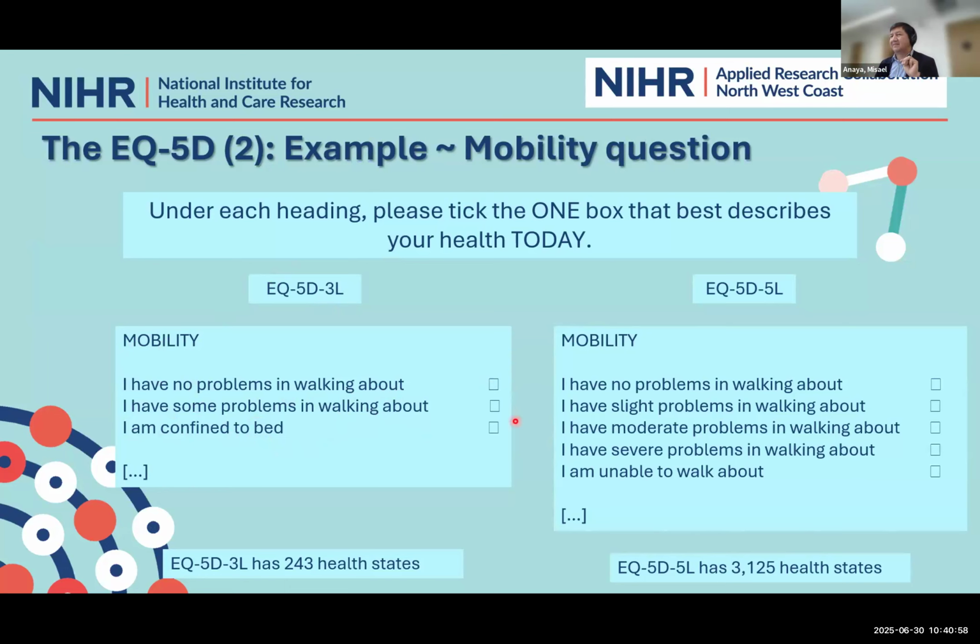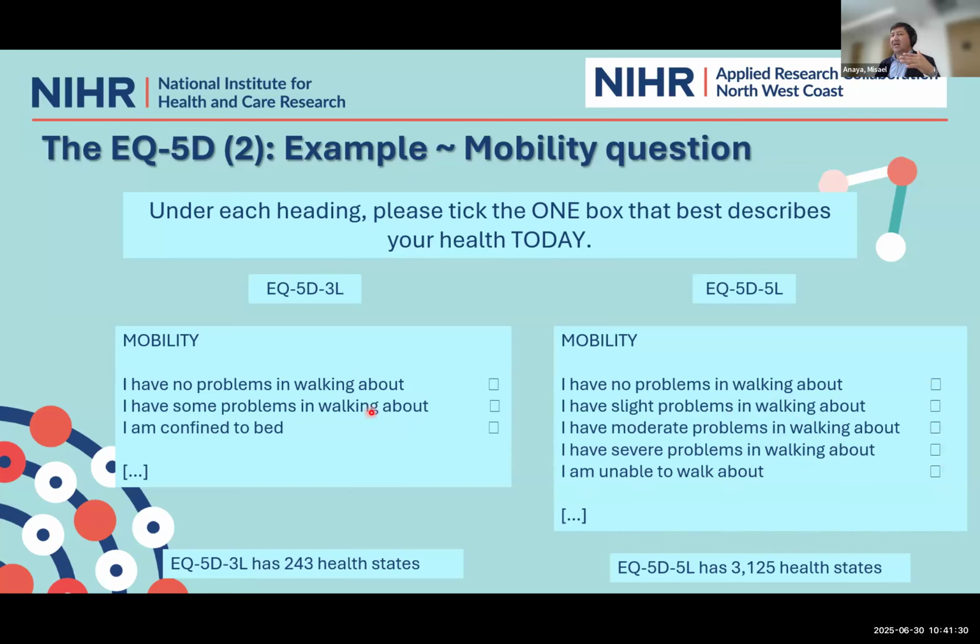Okay, so 3 levels. Whereas in the version with 5 levels, we have 5 types of questions. I have no problems walking about, which is the same as this one, isn't it? And then I have slight problems walking about, moderate problems walking about, severe problems walking about, and I am unable to walk about. We have 5 levels. And again, the patient will choose one of these.